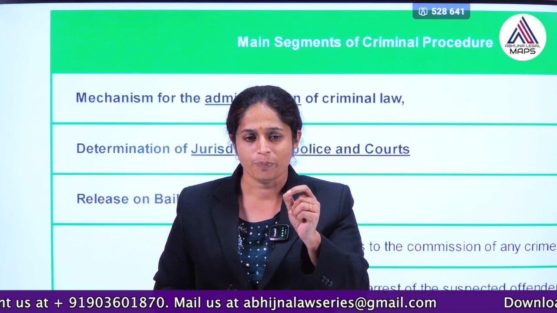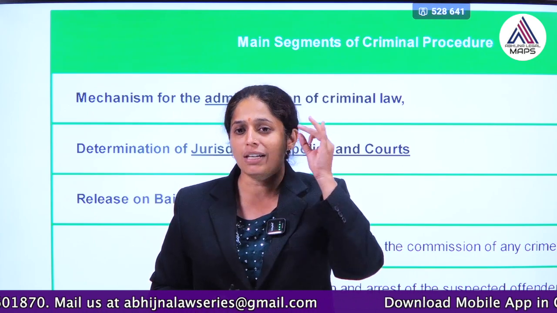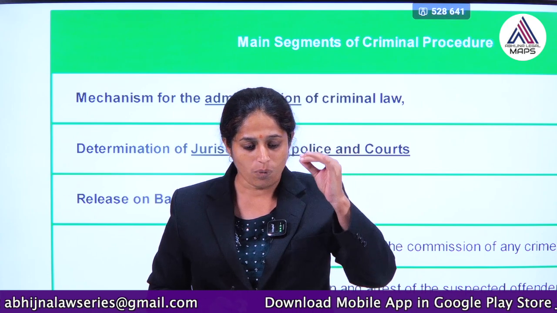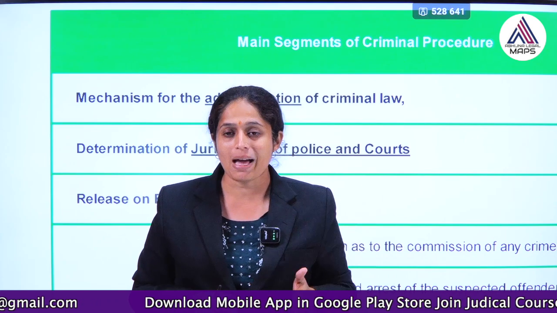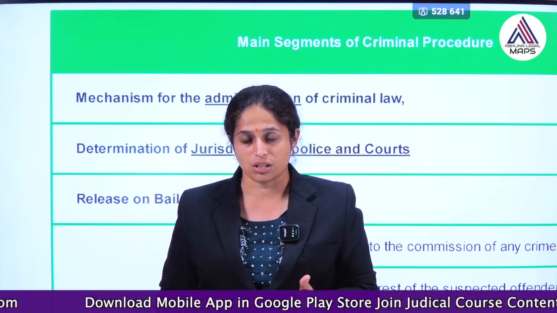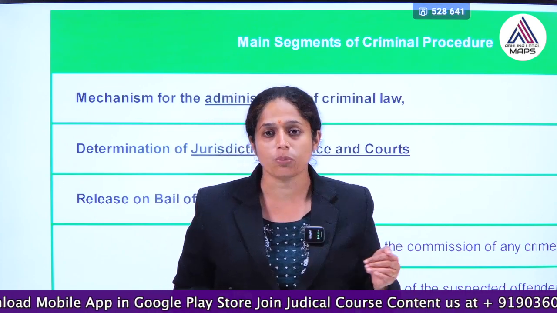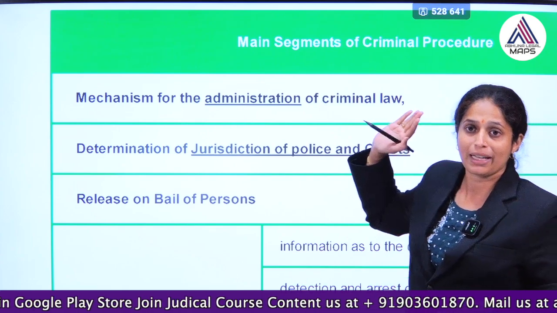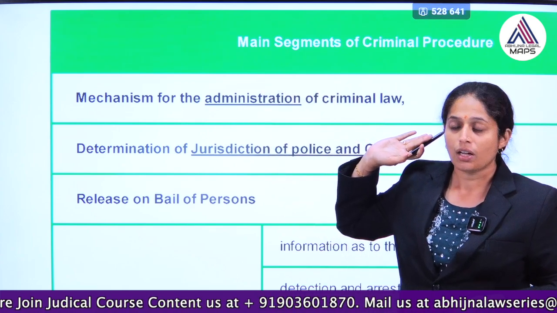of criminal justice. There are different courts, different systems of prosecution, different types of police, and different types of magistrates. One is the judicial magistrate, another is the executive magistrate. So, when that is the case, there should be a proper mechanism provided. That is the purpose: a mechanism for the administration of the criminal law.